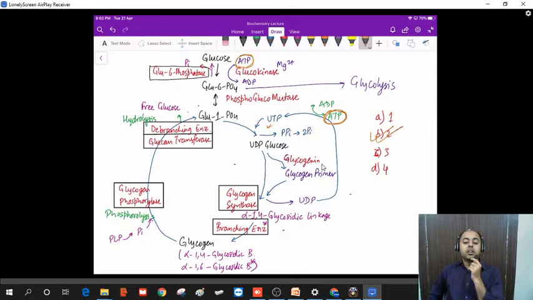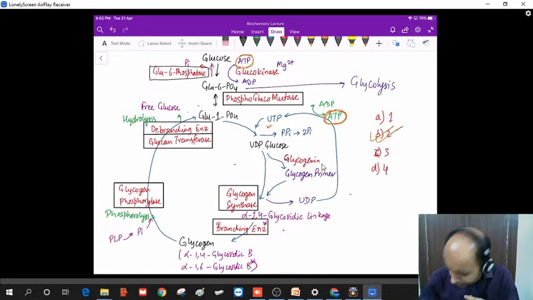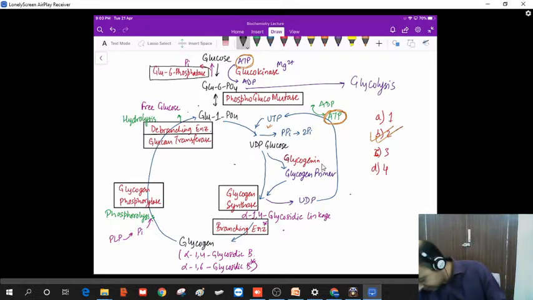Okay. Another question which is asked: among all the enzymes of glycogen metabolism, which enzyme is common to glycogen synthesis and glycogen breakdown? This question has been asked quite a few times, and you should remember it is the phosphoglucomutase which is common to both glycogen synthesis and the breakdown. All other enzymes in glycogenesis and glycogenolysis are unique.